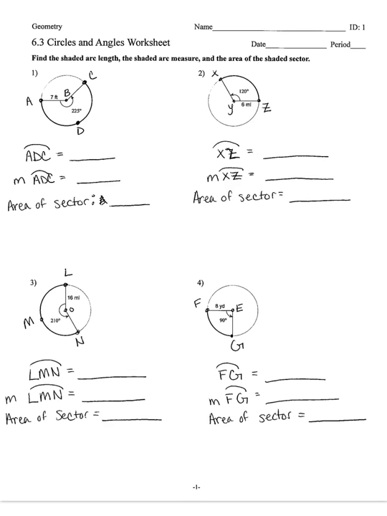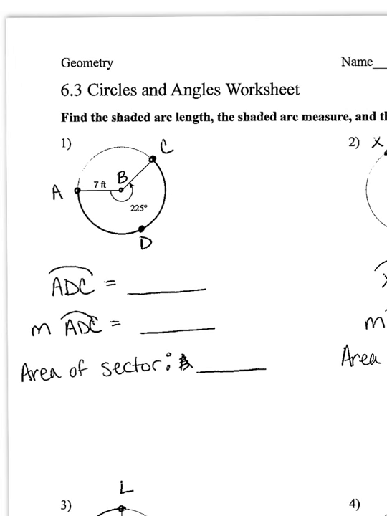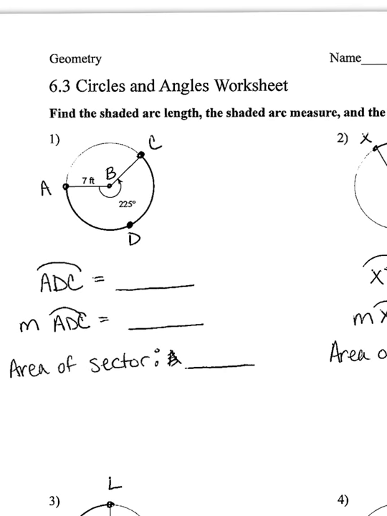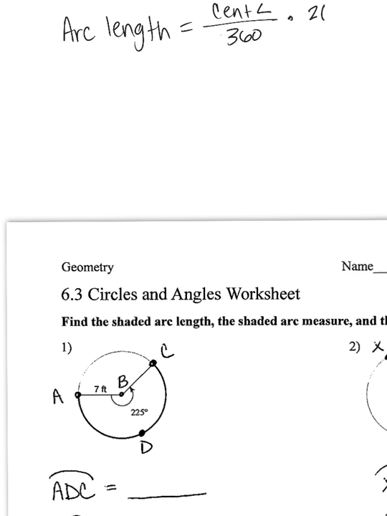Okay, this is Circles Lesson 3. We're going to be working with finding arc length and area of sectors. Before we get started, let's remind ourselves of a couple of formulas. To find arc length, we use our central angle over 360 times the circumference of the circle. So that's 2 times the radius times pi.